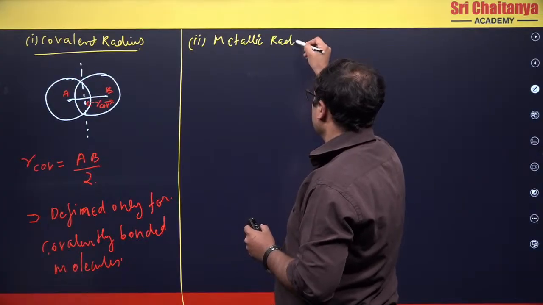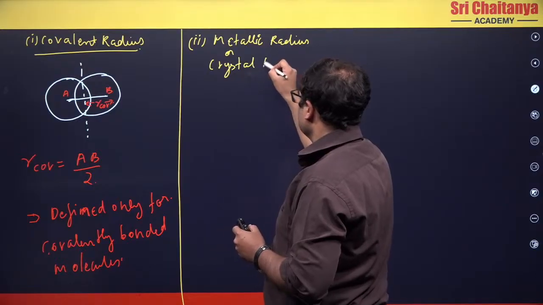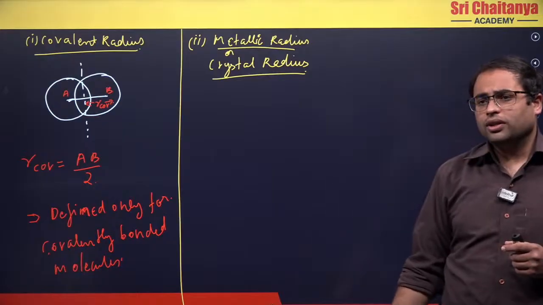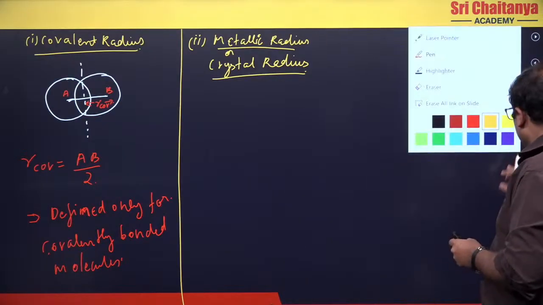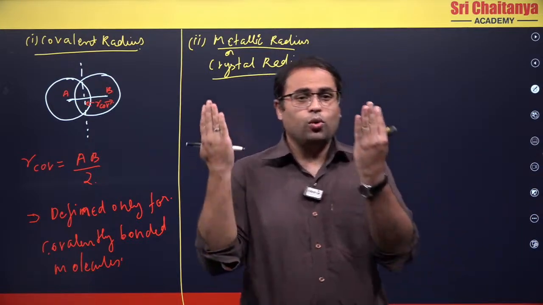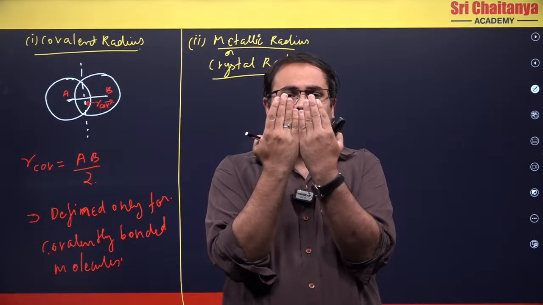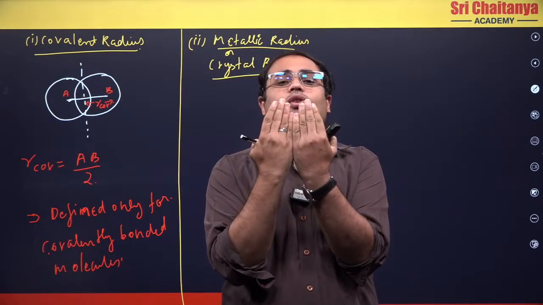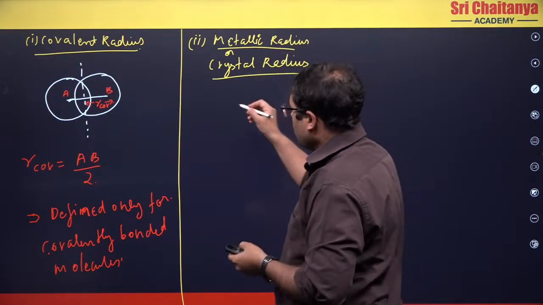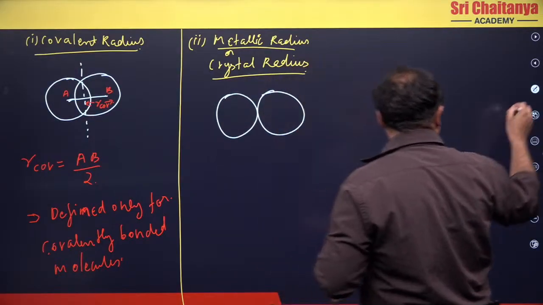Okay. Now, after this, we have the metallic radius, or we also call it the crystal radius. So why do we call it the crystal radius? Let us get to that. In metals and in crystals, what happens is, covalent bond is like this, but in metals and crystals, the atoms are just touching each other. They are not overlapping. They are touching each other. Because they are touching each other, I am going to draw them like this. Just touching each other.